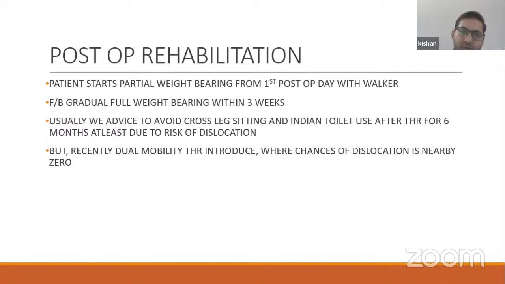Usually we advise to avoid cross-leg sitting and Indian toilet use after THR for at least 6 months due to risk of dislocation. But recently, dual mobility total hip replacement has also been introduced, where the chance of dislocation is nearly zero.